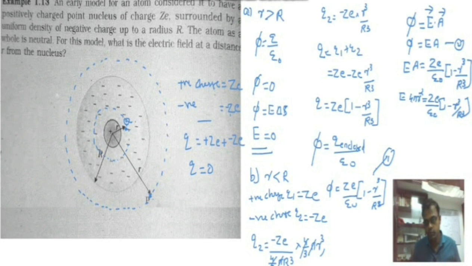If you take this 4 pi r square to the right side and take this r square inside the bracket, you will get the equation as E is equal to Ze divided by 4 pi epsilon 0. Take the r square inside the bracket, so you will get 1 by r square minus r divided by R cube. So this is the electric field inside the atom.